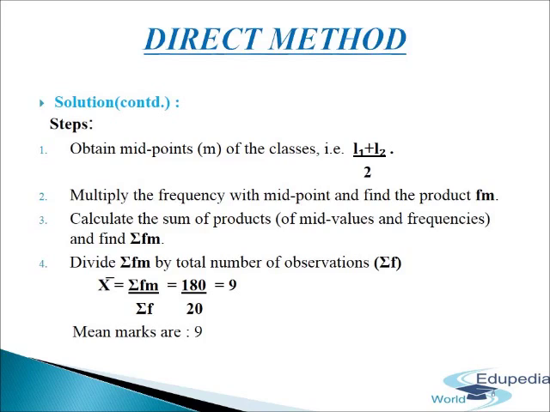After that, we will calculate the sum of products of mid values and frequency and find sigma fm, which is 180. We will divide sigma fm by total number of observations, that is sigma f, which means 180 divided by 20, we will get 9. So for this particular illustration, the mean marks is 9.